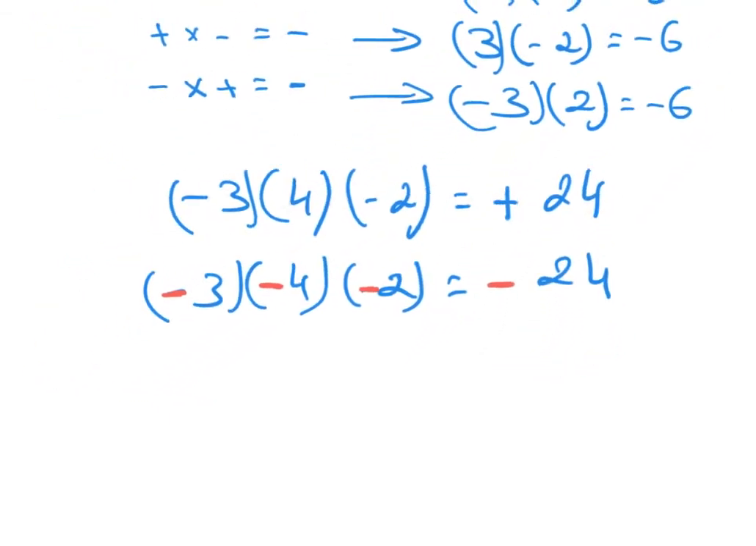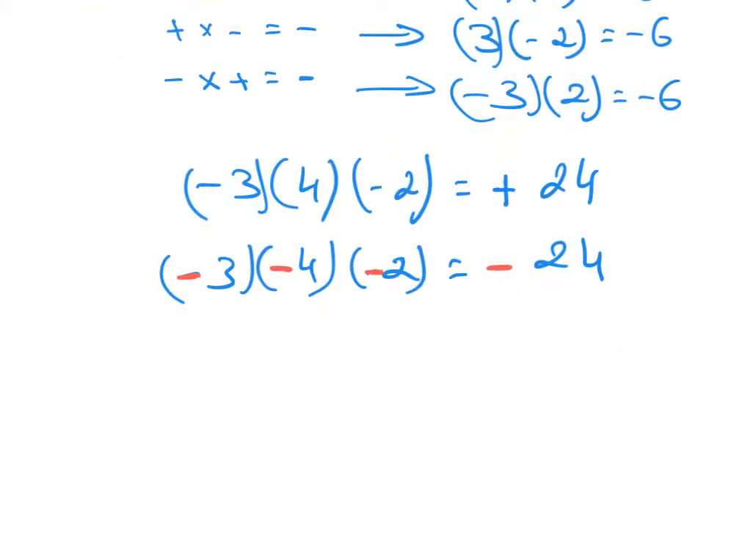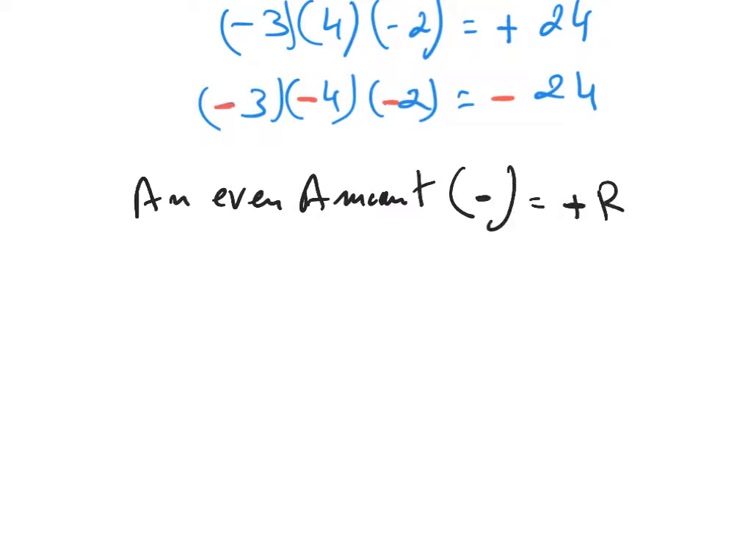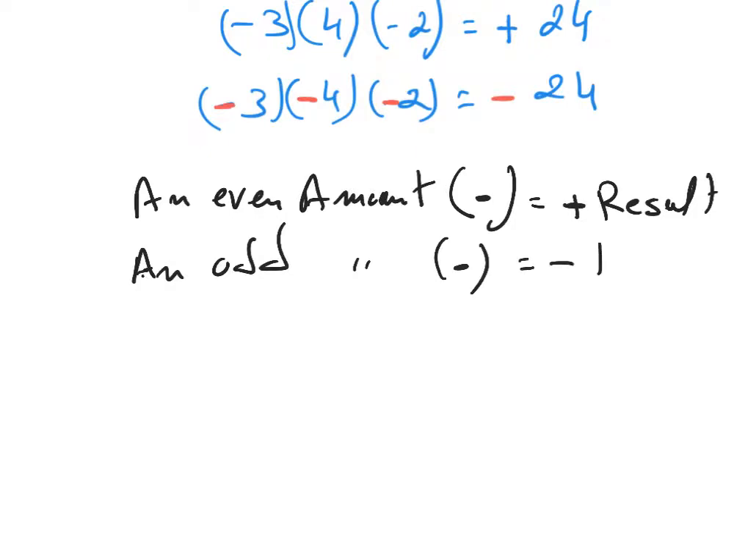So in general, if I have an even amount of negative signs, the result will be a positive result. And if I have an odd amount of negatives, you're going to have a negative result. So this is about multiplying.